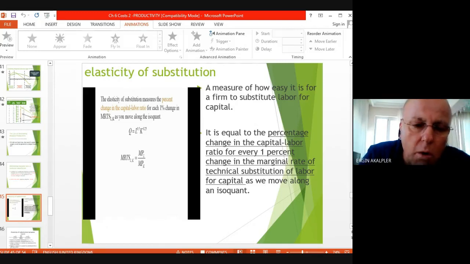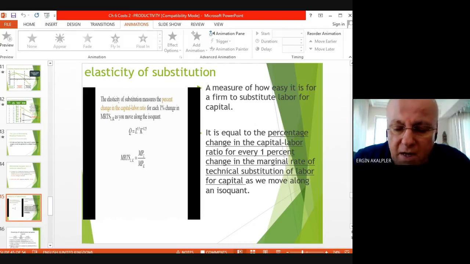Therefore, Q in the Cobb-Douglas equation is supposed to be labor to the power of 0.5 and capital to the power of 0.25. Therefore, the marginal rate of technical substitution of labor for capital, which is the marginal productivity of labor to the marginal productivity of capital, will give us the elasticity of substitution.